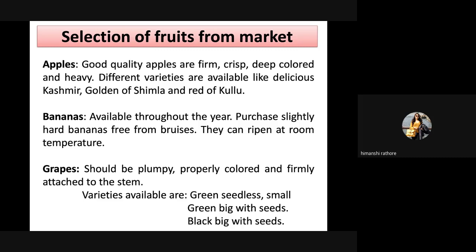Then if you're talking about grapes, they should be plump in nature. They are properly colored and firmly attached to the stems. If the stem is not there, the grapes are not of good quality. And there are also varied varieties of grapes available, like seedless, then black in color, green in color. So depending on the color and depending on the presence of seed, the grapes are being sold in the market. So as per your preference, you can buy, but you just have to keep in mind that they are properly colored and they are firmly attached to the stem. So these are the different points you have to keep in mind while purchasing the fruits.